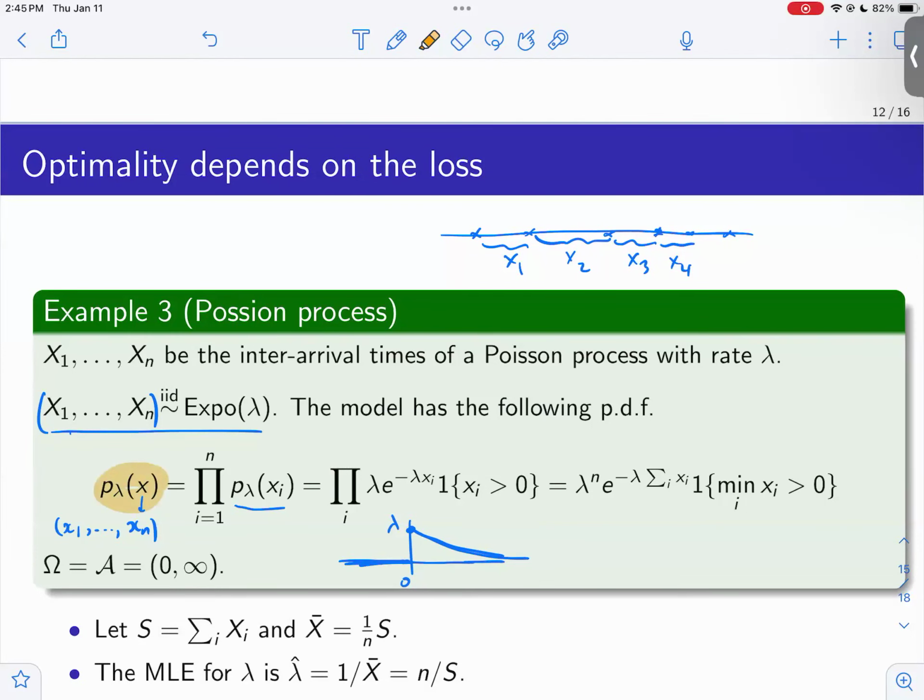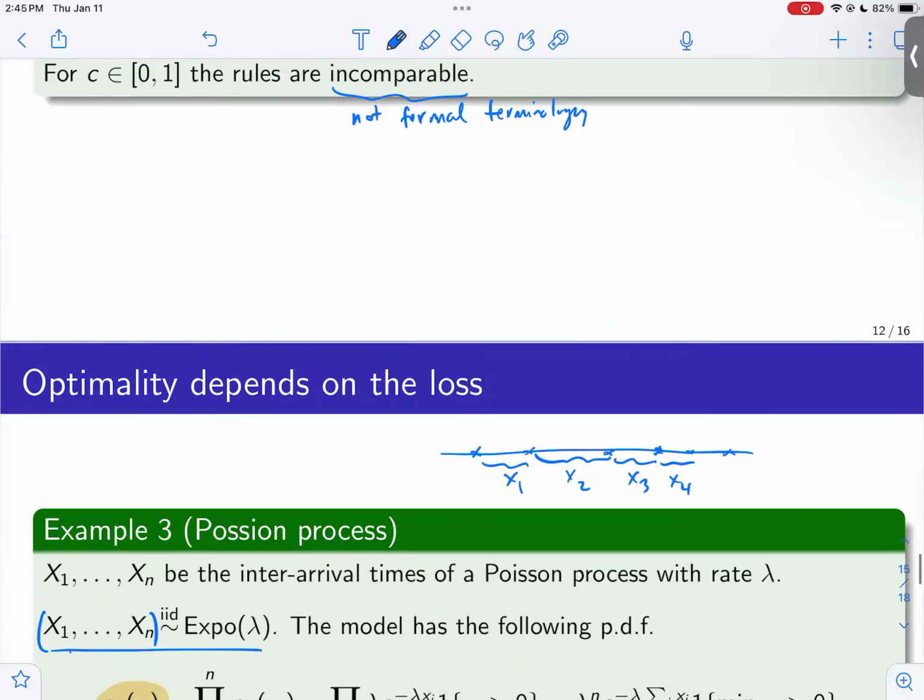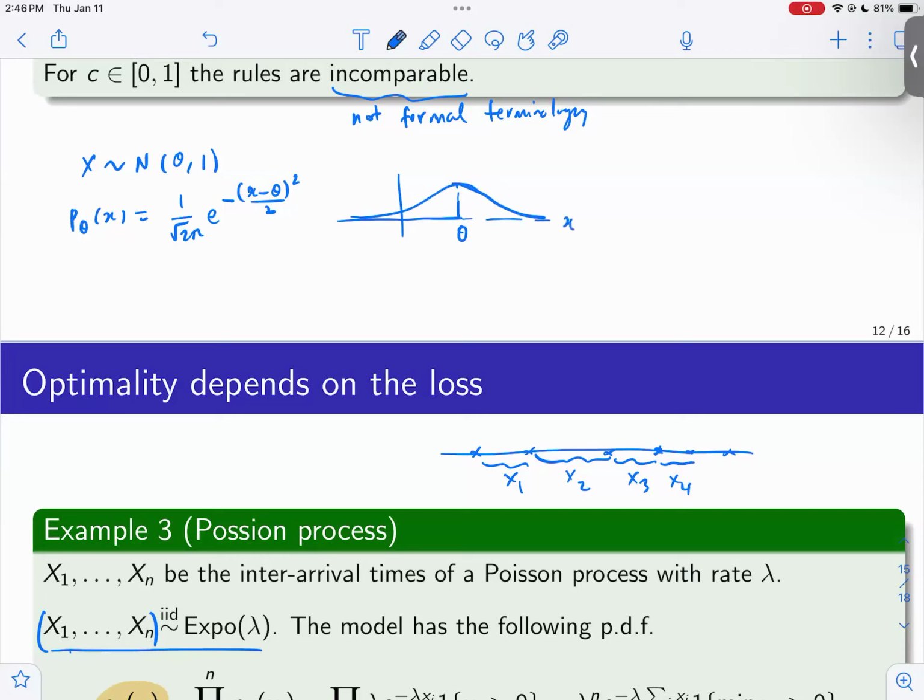They look at this like a joint PDF, and you always see x, so it's like a function of x. Let me do it with the normal one. X is normal with mean theta and variance one. The PDF is 1/√2π times e to the minus (x minus theta) squared over 2. If you're a probabilist, you'd say, okay, I'm going to look at this PDF, and it's bell shaped, as they say. It has this form, as a function of x, so that's the PDF.